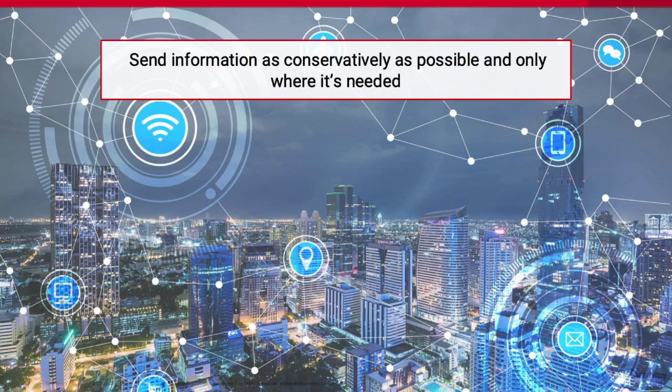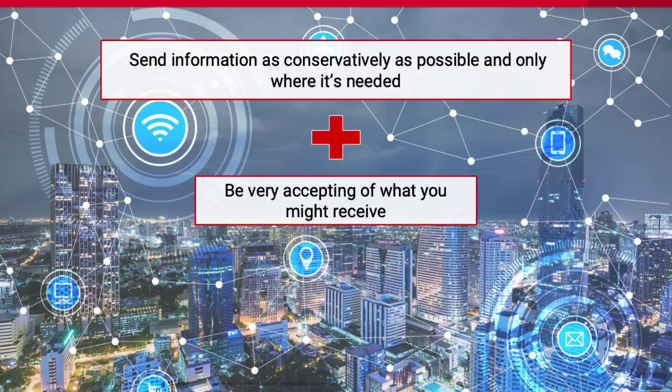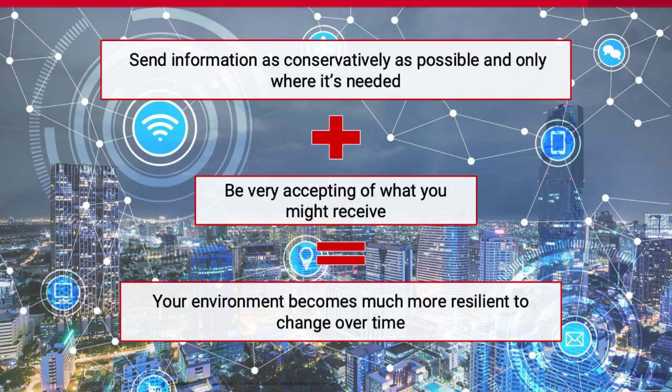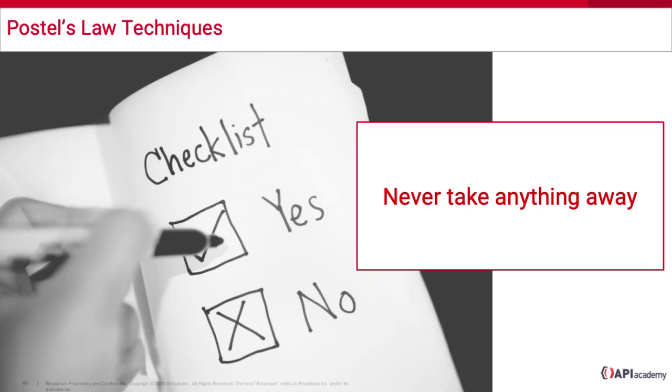When you are writing distributed components, you want to send information as conservatively as possible and only where it's needed. And, at the same time, you want to be very accepting of what you might receive. When you follow this approach, your environment becomes much more resilient to change over time because you can deal with unexpected elements.